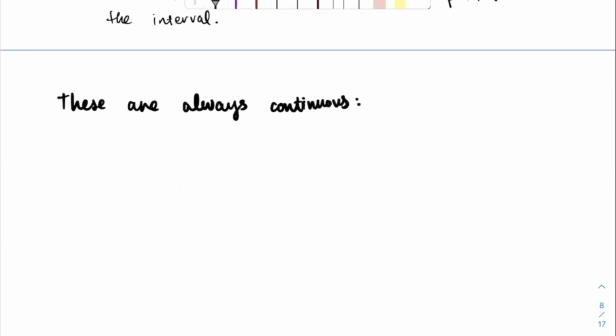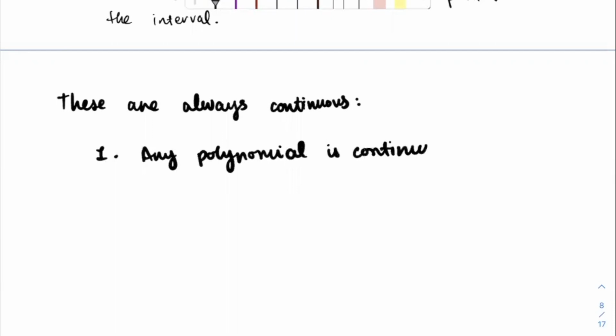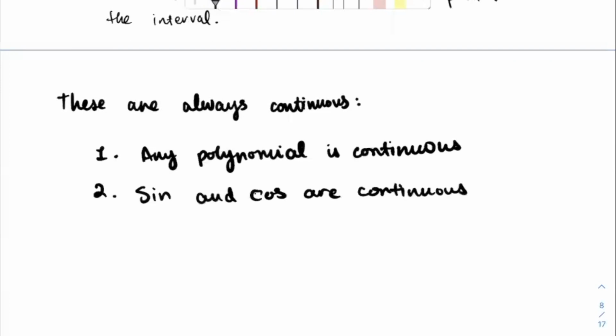So firstly, any polynomial is always continuous on all of R. In addition to this, the sine and cosine functions are always continuous, again on all of R. And tangent is continuous wherever it's defined. So not at the asymptotes, but everywhere else.